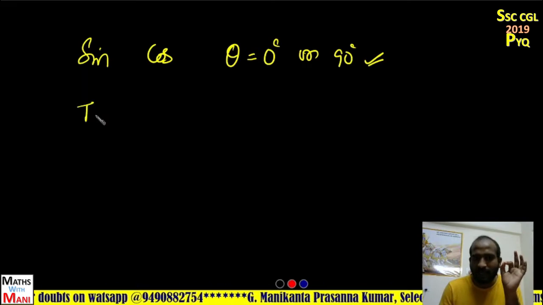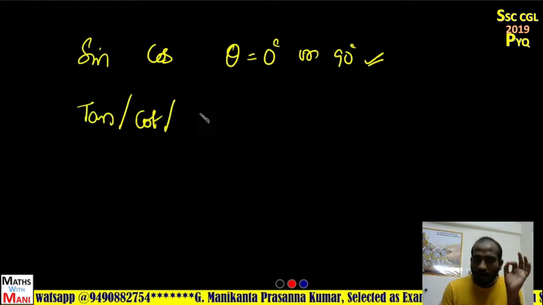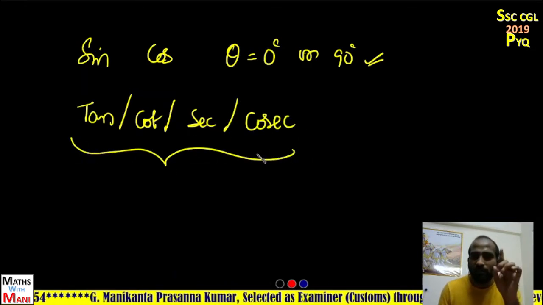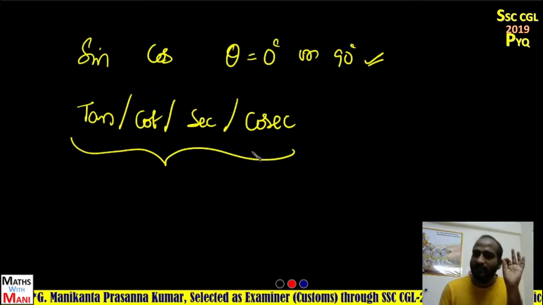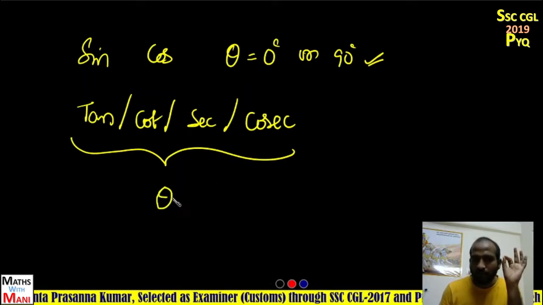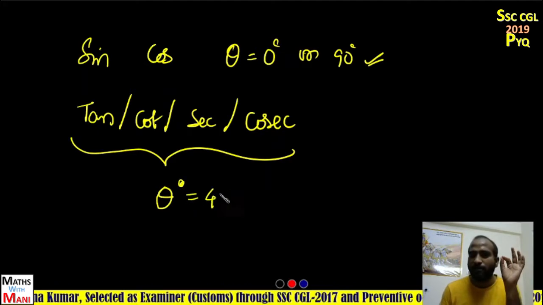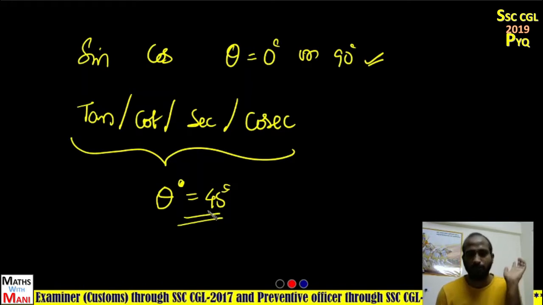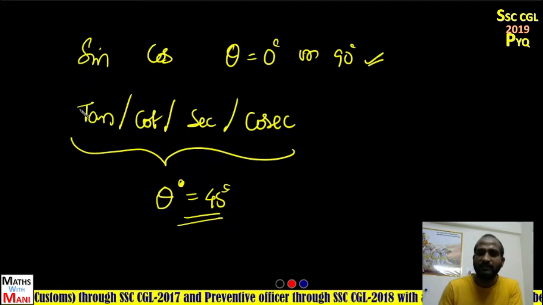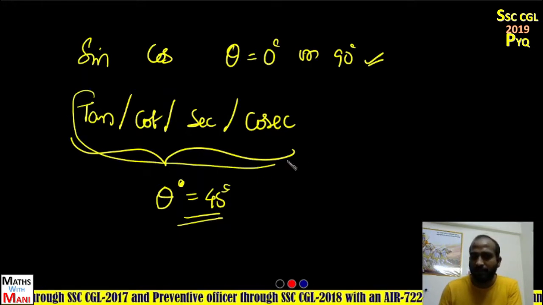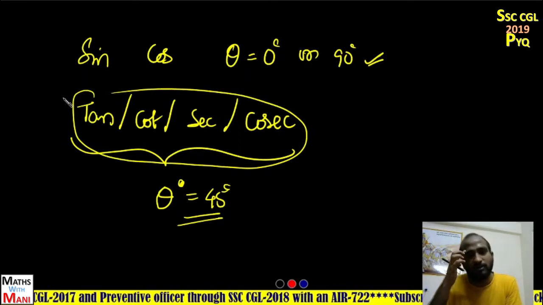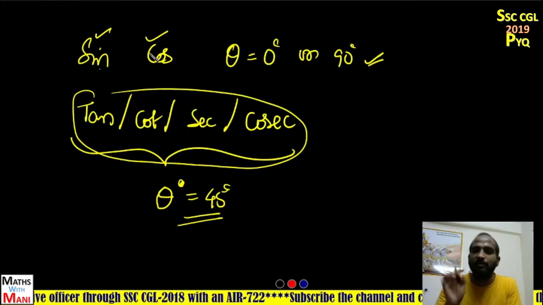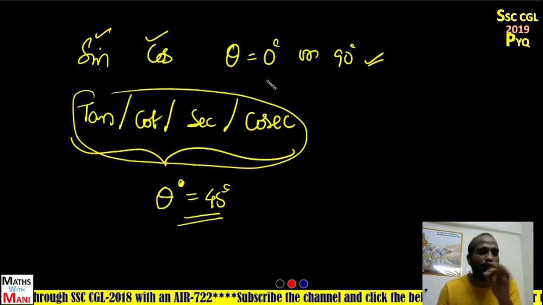if in the question any one of the trigonometric ratios tan or cot or secant or cosecant is there, then you have to take most probably theta as 45 degrees. That is the best option to choose, or the best specific angle to substitute. Is it clear? So whenever any one of these four trigonometric ratios is there, use theta as 45. In the question, if only sine and cos are there, then use theta as 0 or 90 degrees. Then most of the problems can be solved.